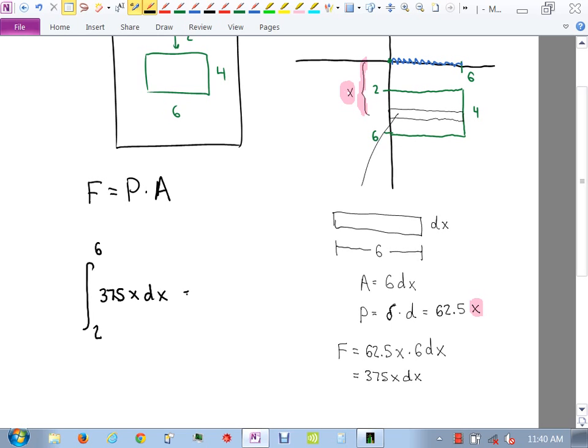You can pull out the 375. It doesn't matter. You're going to divide by 2, right? Because the antiderivative, that's 1/2 x squared. Okay, so we're done, right? At this point, let's just get an answer. I don't feel like doing it.